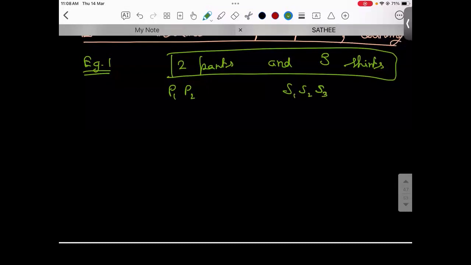First you choose a pant, or you can choose a shirt depending upon your choice. So I will first choose a pant. How many ways can I choose a pant? I can choose a pant in 2 ways. Why 2 ways? Because maybe the pants have different colors. One is of black color, I'm sorry, one is of red color and one is of white color.